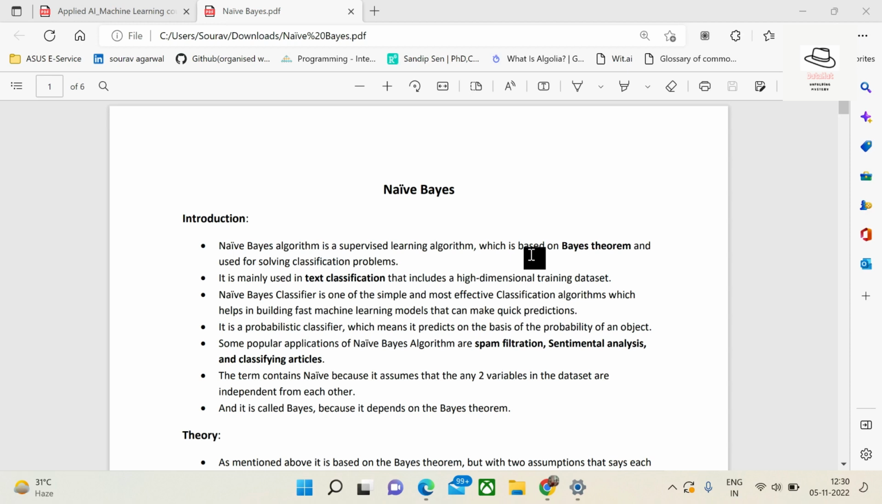It is based on the Bayes theorem with the primary assumption that the input features being used are independent of each other and each feature has an equal contribution to the final output. It is a probabilistic classifier, which means it predicts on the basis of probability of an object. Some popular applications of naive-Bayes algorithms are spam filtration, sentiment analysis, classifying articles, etc.